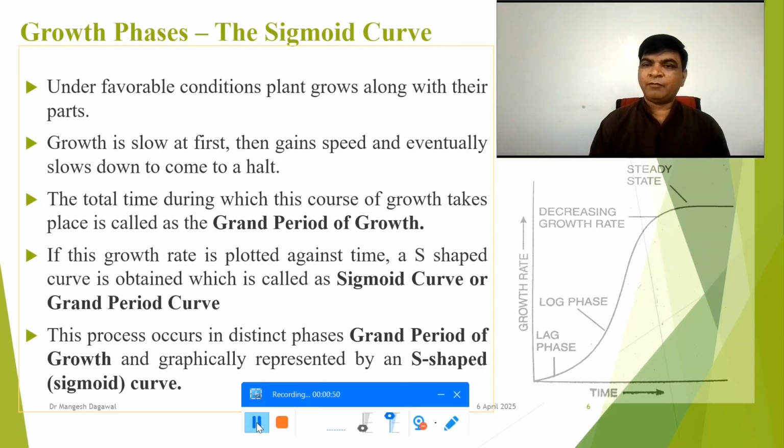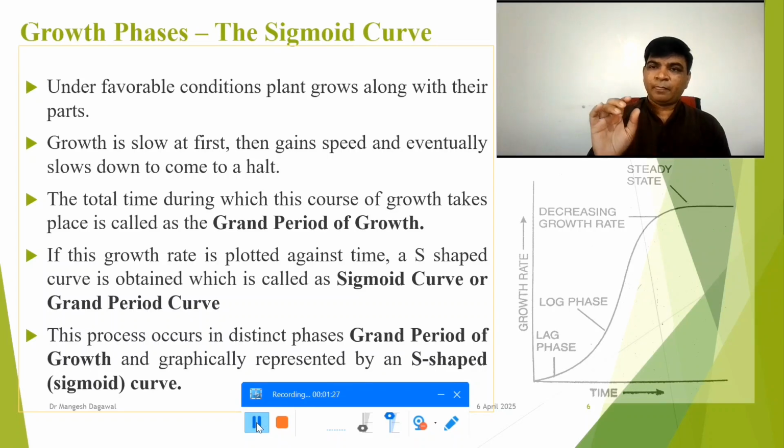In this diagram, you can see this S-shaped curve. This is formed because of the growth phases which occur during the growth of the plant. So the total time during which this course of growth takes place is called the grand period of growth. And if the growth rate is plotted against the time, the S-shaped curve is obtained, which is called the sigmoid curve or grand period curve.